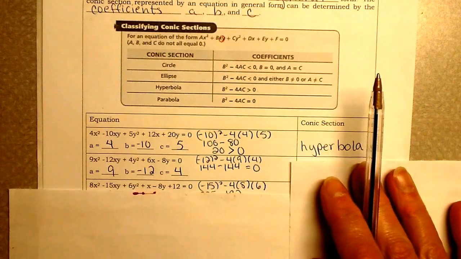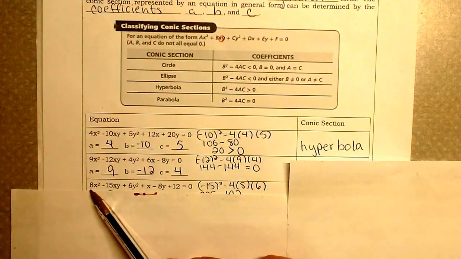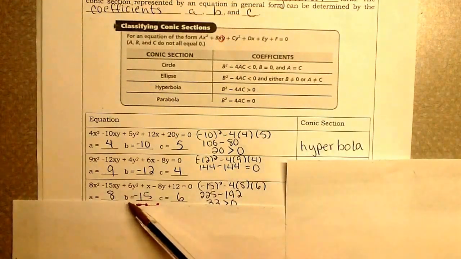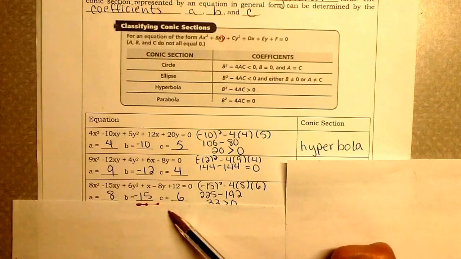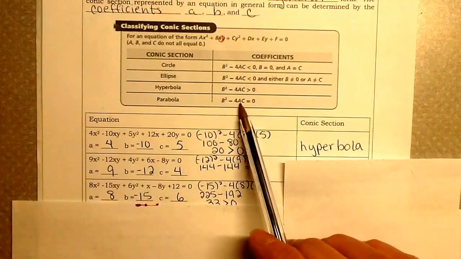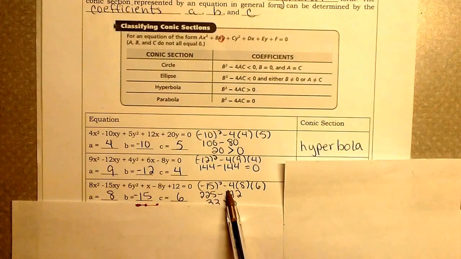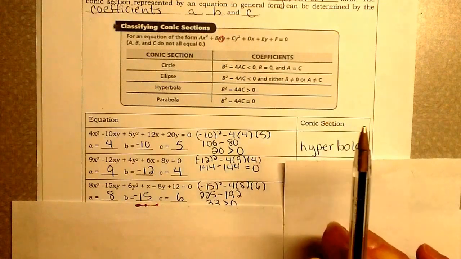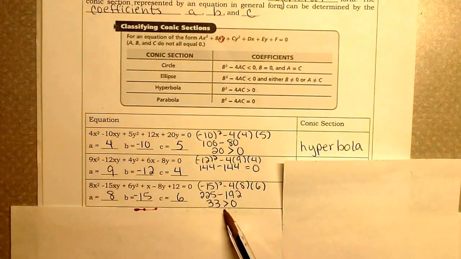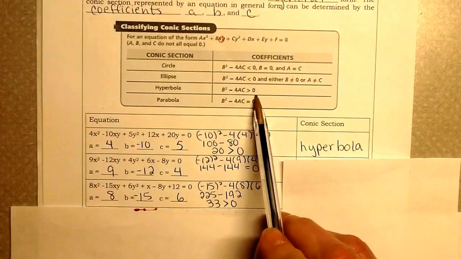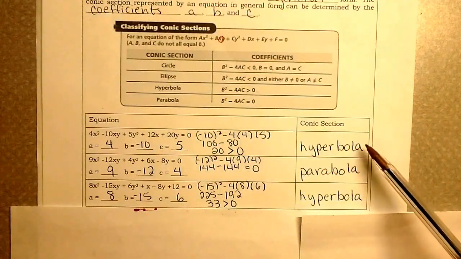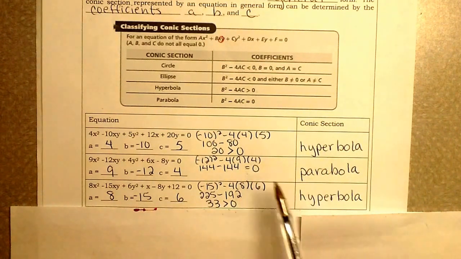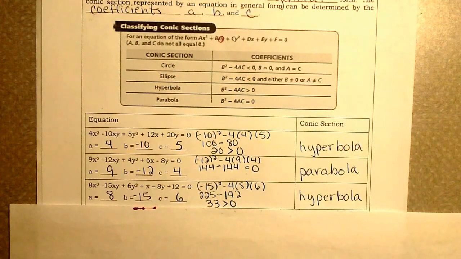All right, last one. Again, identifying a, b, and c. A is in front of the x squared, b is in front of the xy, and c is in front of the y squared. So we have 8, negative 15, and 6 for our a, b, and c. Substituting those into b squared minus 4ac, we have negative 15 squared minus 4 times 8 times 6, which simplifies to 225 minus 192, or 33, which is greater than 0. So the only one that we have to worry about when it's greater than 0 is the hyperbola. So we have hyperbola because it's greater than 0, a parabola because it's equal to 0, and a hyperbola because it's greater than 0.